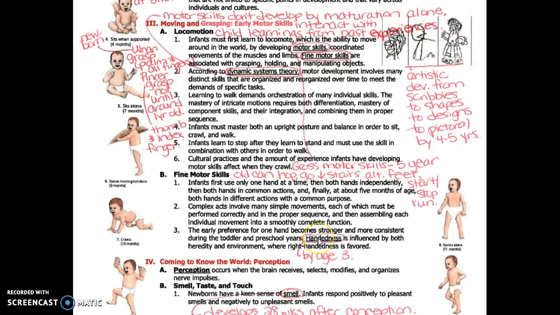All right, handedness. Little ones figuring out if they're left hand dominant, right hand dominant. That usually, you'll start seeing little ones figure that out by about age 3. They'll start using one hand more than the other.